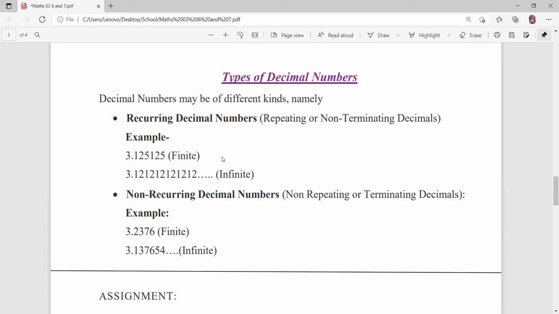3.125125. Here 125 is repeated 2 times. See, 125 125 is repeated. When the numbers after the point are repeated, we call them recurring decimal numbers or repeated decimal numbers, otherwise non-terminating decimal numbers. We call it this way. See the second example.